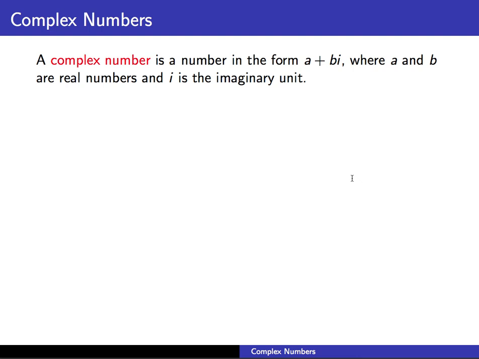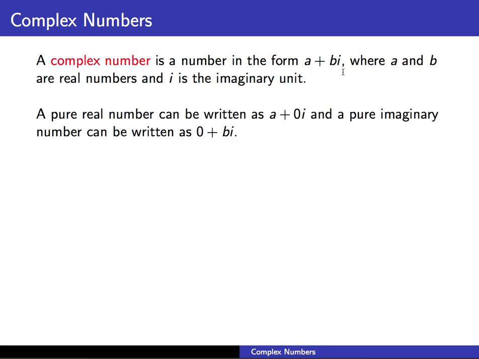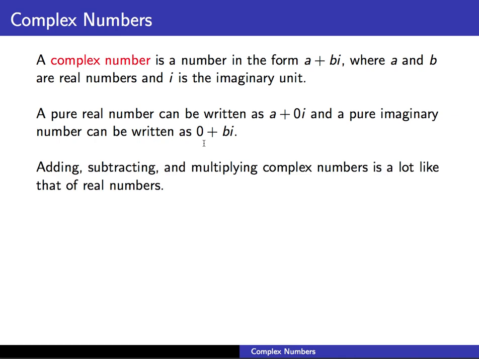So a complex number is simply a real number paired up with an imaginary number. It's in the form a plus bi, where a and b are real numbers and i is that imaginary unit. So a pure real number can be written as a plus 0i, and a pure imaginary number that doesn't have a real number attached to it can be written as 0 plus bi.